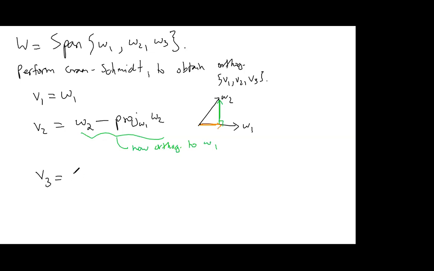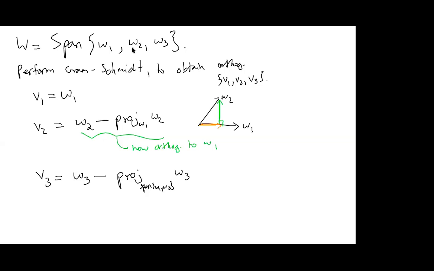V3, we'd like that to be W3, right? But W3 is not necessarily orthogonal to W1 and W2. So we should subtract off its projection onto the space spanned by W1 and W2. Right, we take W3, subtract off its projection onto the span of these two, and we now get a third orthogonal vector.